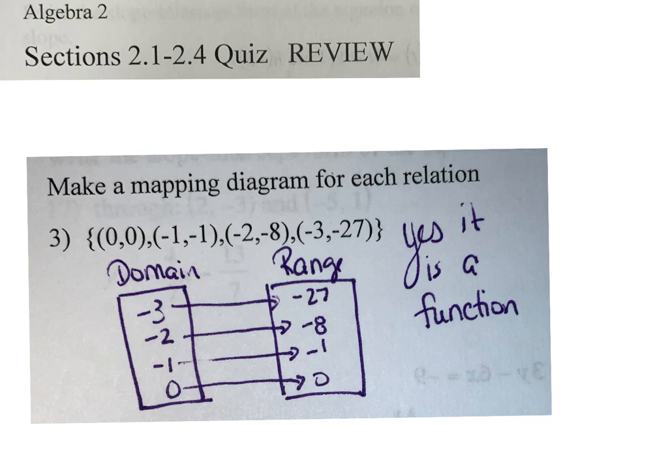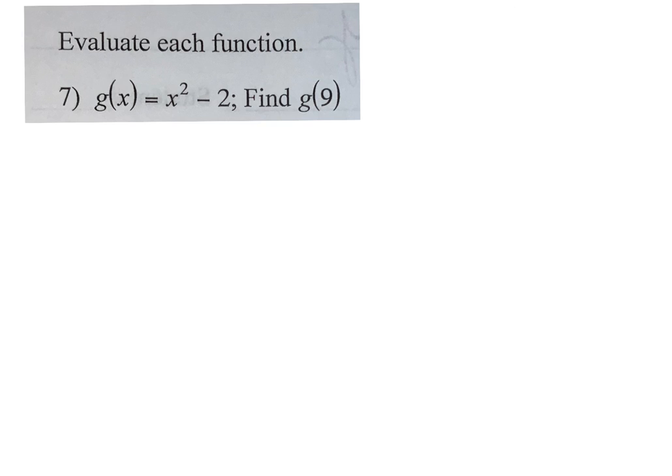All right. From there, we went to evaluating. Remember, we said that this just represents y. So this is saying find y when x equals 9. So you're literally just plugging it in, right? And so then you're going to do order of operations. So 9 squared is 81 minus 2, we get what? 79. That would be your answer. You are done with that one.